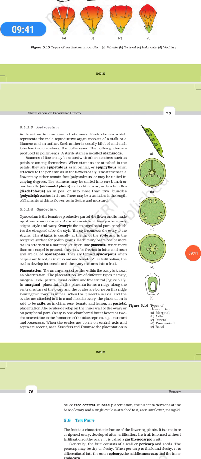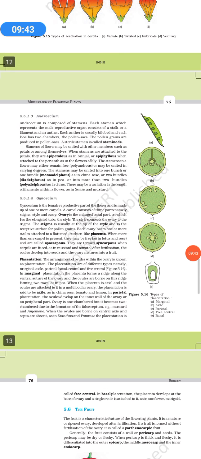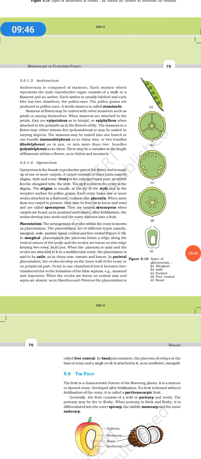Okay, now coming to the gynoecium, we have ovary, style and stigma. After that, each ovary has a cushion-like flattened material which is known as the placenta. And when more than one carpel is present, they may be free and are called apocarpous. They are termed syncarpous if the carpels are fused with each other.